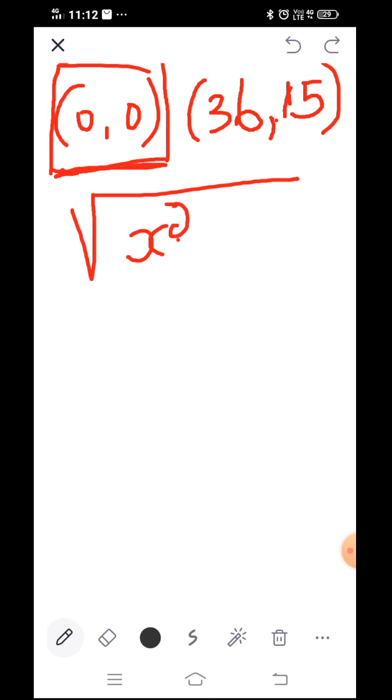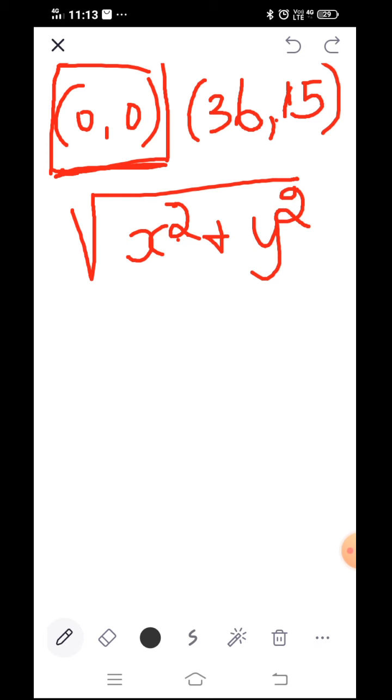How are we using this formula, x square plus y square? Why? Because 0 minus 36, what will come? The same number. From 0, if we subtract any number, the same number only we will get, but with the negative sign. 0 minus 36 means minus 36. 0 minus 15, minus 15. Suppose from 36 you are subtracting 0. 36 minus 0 is 36, and 15 minus 0 is 15.